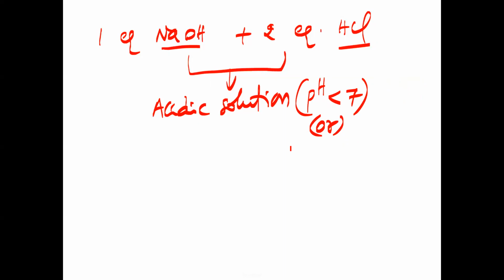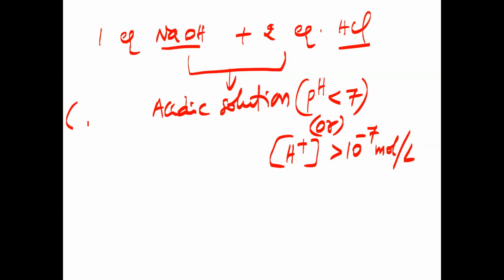we have to understand what? The concentration of H plus ion must be greater than 10 power minus 7 moles per liter if the solution is an acidic solution. And pH will be less than 7, remember. Whenever pH is less than 7, pOH must be greater than 7. When pH is less than 7, pOH will be greater than 7.